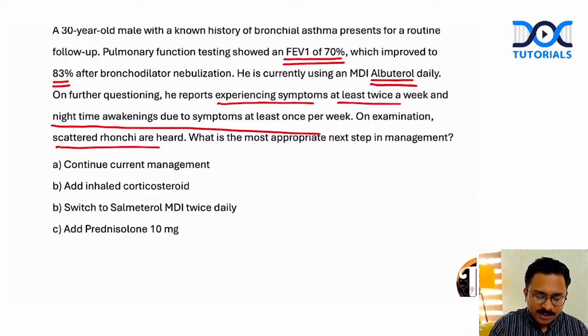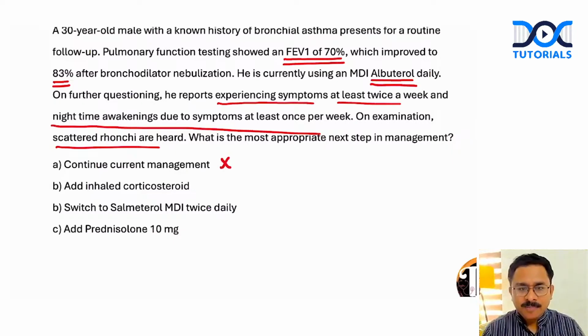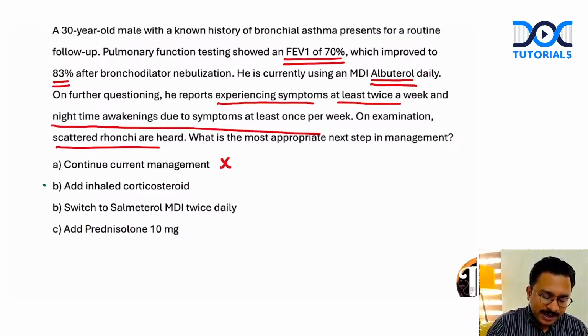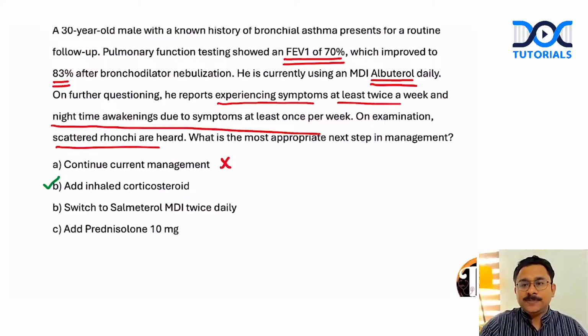One option is continue current management. No, the patient is currently symptomatic and hence you will require a change in the medication. Next option is add inhaled corticosteroid. This is definitely a highly probable option. Let me just go through the other options as well, because inhaled corticosteroids are very crucial in the management of bronchial asthma, especially to control the inflammation.